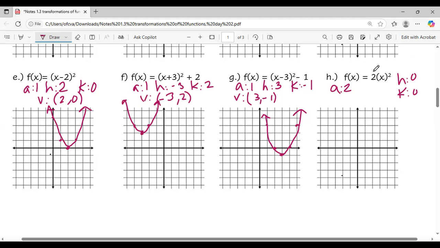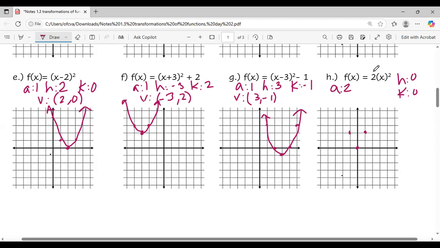So that means that every single y value is affected by a multiplication by 2 on this one. So you have your vertex of 0, 0, right? You can use that a value as a slope, but you can only use it one time. You're going to use it as a slope from the vertex only one time. So you're going to go up 2, 1 to the right, and you can reflect that to the other side. So up 2, 1 to the left.